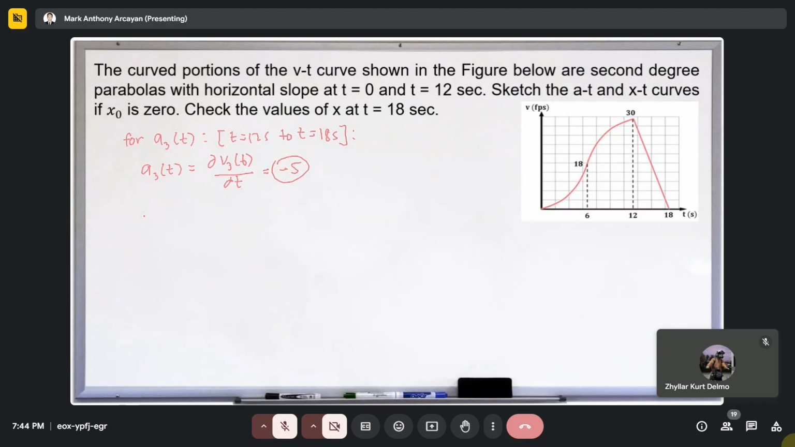Now, let's make a list again of our acceleration functions, starting with a1 of t.